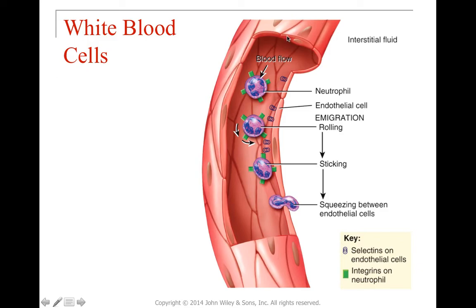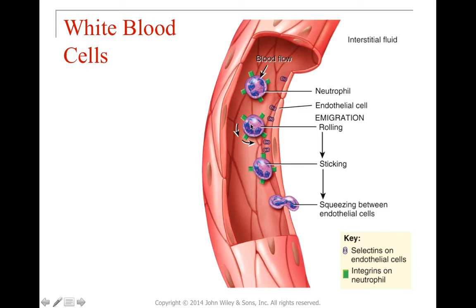So this here is the capillary, right? Here are the endothelial cells that are lining that capillary. And you can see there's a little bit of space in between. And in order for these guys to squeeze on out, they have to do some binding. So this is a neutrophil. The neutrophil is going to be rolling along until it reaches a region of the endothelial cell that has selectins.